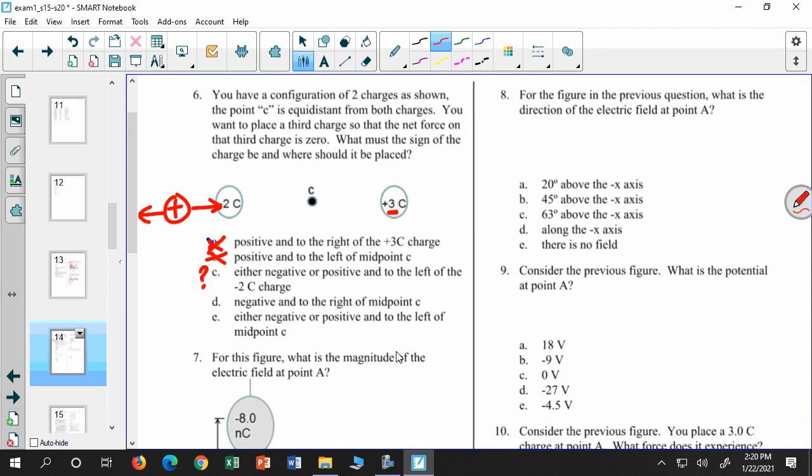Negative and to the right of the midpoint C. Have a negative charge there. It's repelled from this one and attracted to this one. Can it be D? Not D at all. And to the left of midpoint C, either positive or negative. I'm just going to do a positive. It's attracted to this one and repelled from that one, so it can't be that one. So it has to be C.